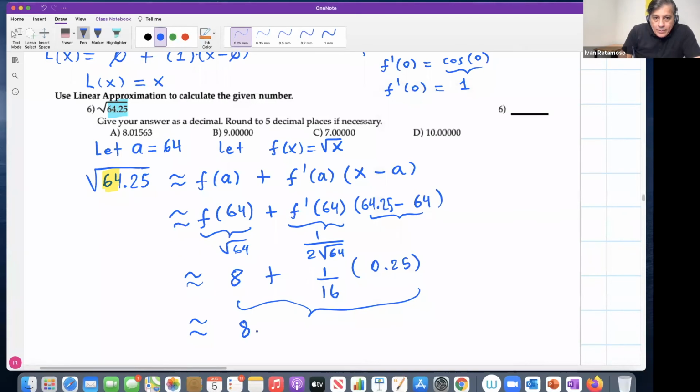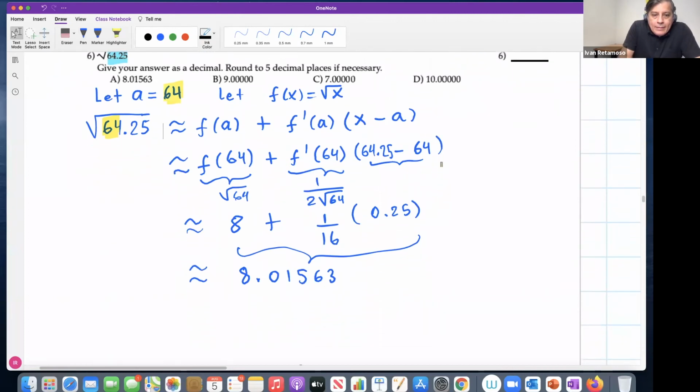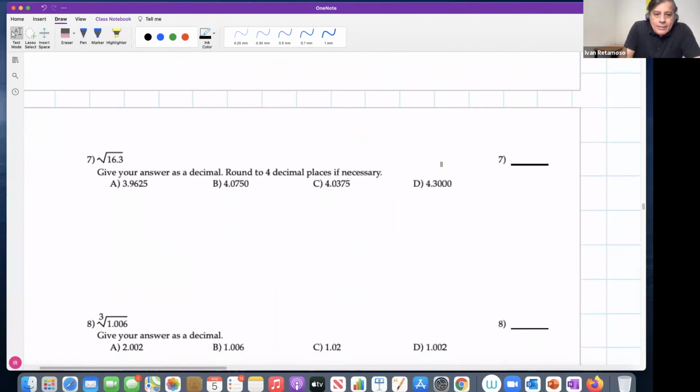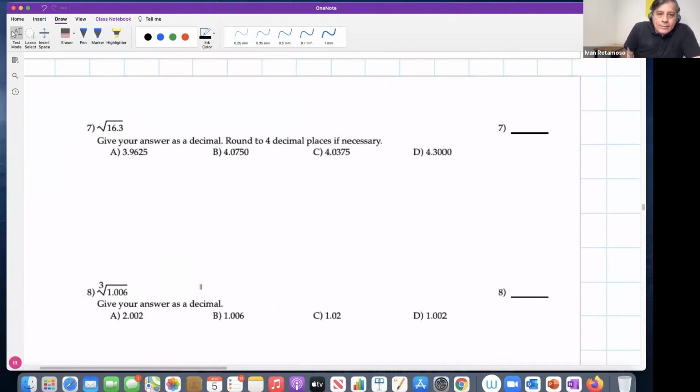So 8.01563, right? Rounded to 5 decimal places. You see? It's like a little shortcut, but again, the important thing is to choose the right base and the right function, right? Great. Now, can you try this using the shortcut, and then we will do the cube root probably quickly in the same way. Try this, guys.